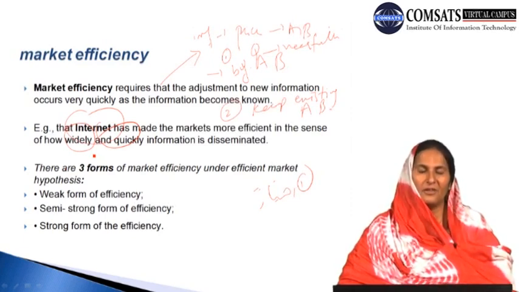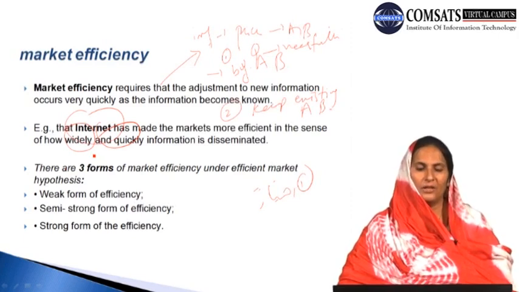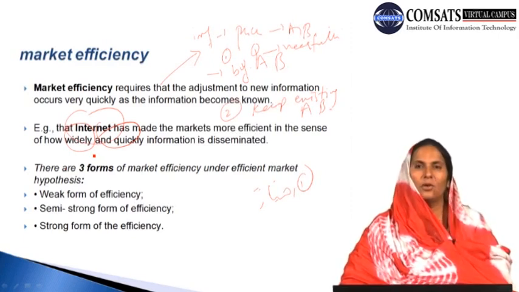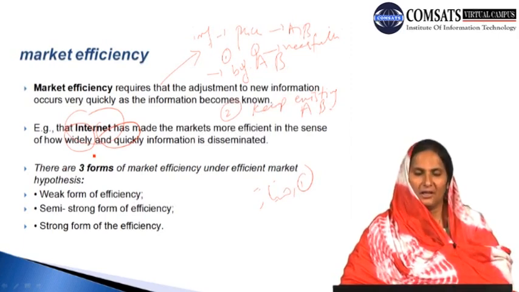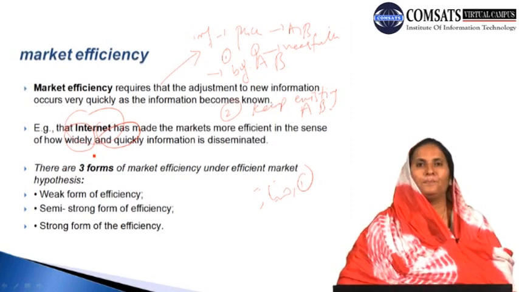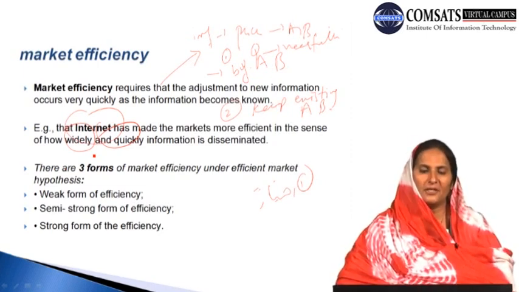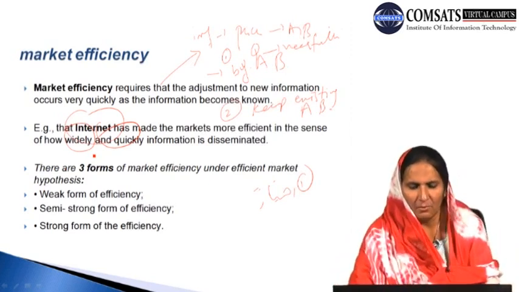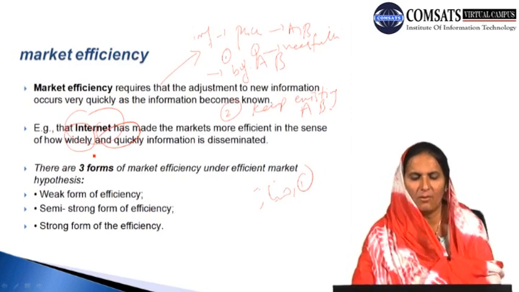The first type has weak information, and definitely weak information leads towards weak efficiency, and it can lead to weak efficiency of the market. Second is the semi-strong form of efficiency, and the semi-strong form of efficiency definitely leads the real market to a semi-strong level. Third form is strong form of efficiency.